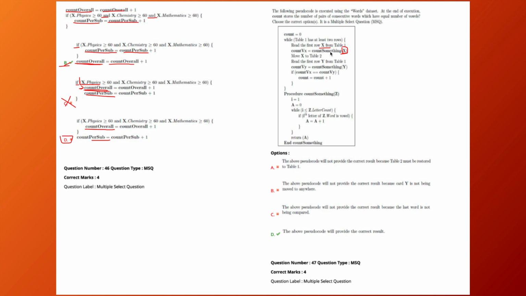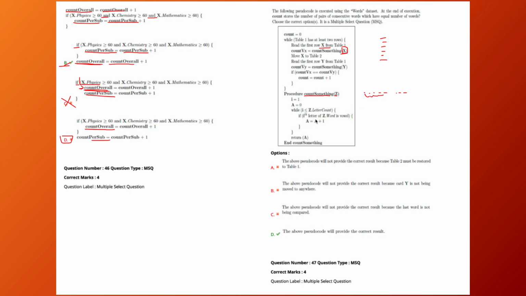Now before we proceed, we need to know what is the return value of count and what is it counting, right? So let's go into the procedure. The procedure says count something and it takes a parameter z from the pseudocode. We know that it's actually the row. Now we say that I is equal to 1 and a is equal to 0. So we have two variables I and a, and I has been initialized to 1, a to 0. And it says that while I is less than or equal to z dot letter count, so that means when first in the table we were iterating through the words, now within the word we are iterating through the letters of the word.